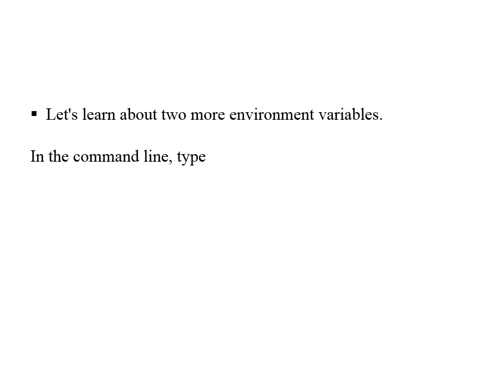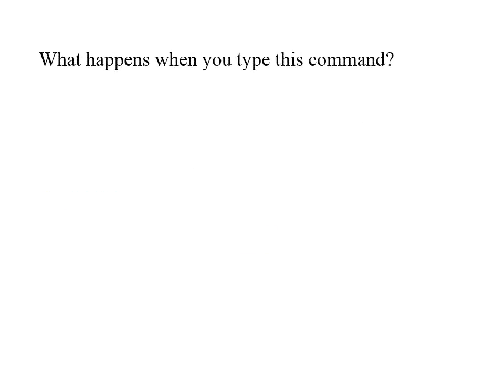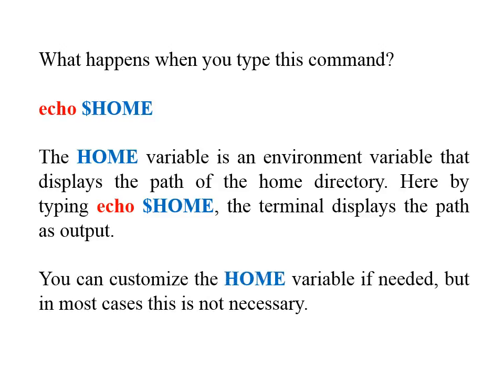In the command line, type echo $HOME. This returns the value of the HOME variable. What happens when you type this command? The HOME variable is an environment variable that displays the path of the home directory. Here by typing echo $HOME, the terminal displays the path as output. You can customize the HOME variable if needed, but in most cases this is not necessary.